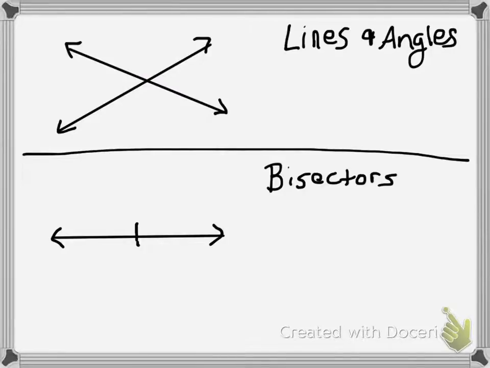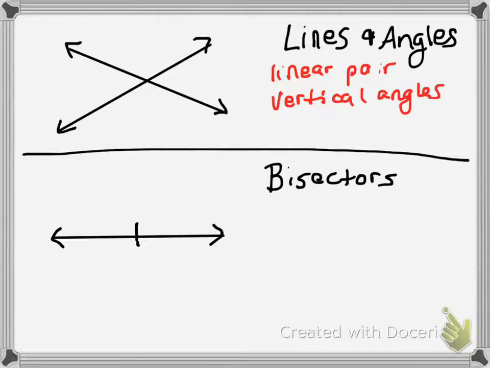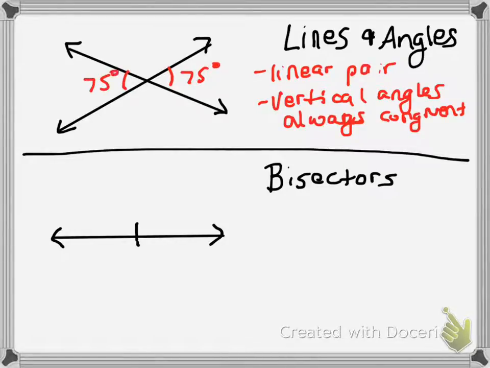Now, linear pair is something you already know about, but what you may need reminding of is what we call vertical angles. These are angles that are across from each other. For example, this and this are both vertical angles. The rule about vertical angles is that they are always congruent. Always. If this angle measure is 75 degrees, so is this one.